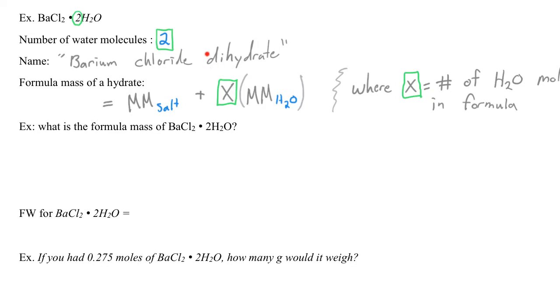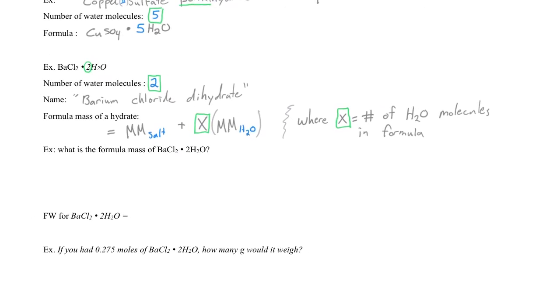So for instance, we have a dihydrate here. That Latin prefix means 2, and we would therefore multiply the molar mass of water by 2. So X here represents the number of H2O in the formula for the hydrated salt.